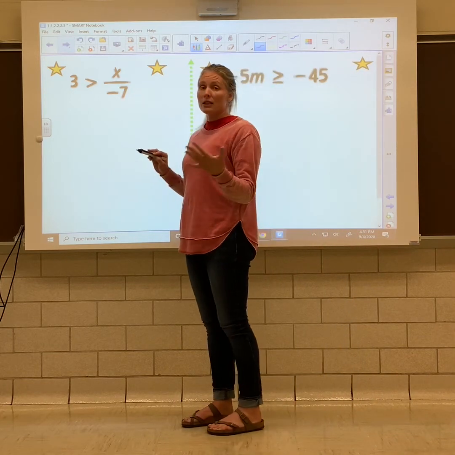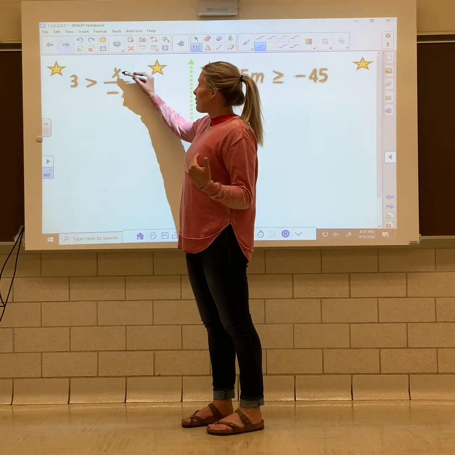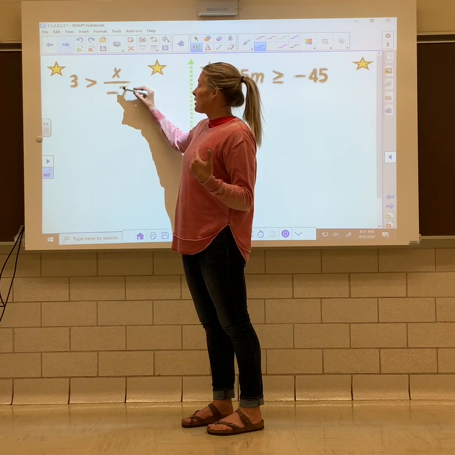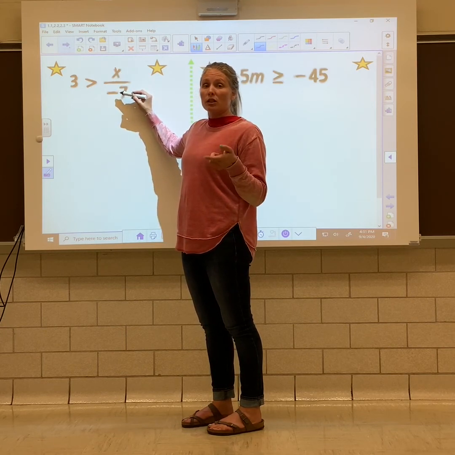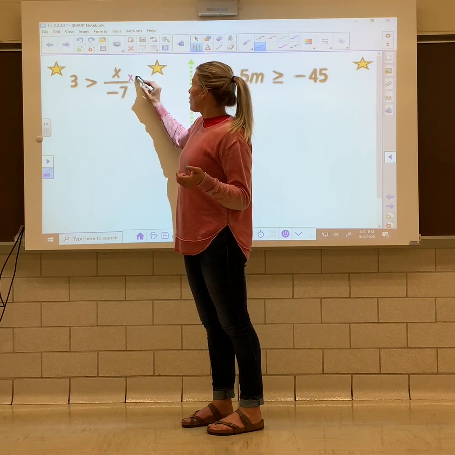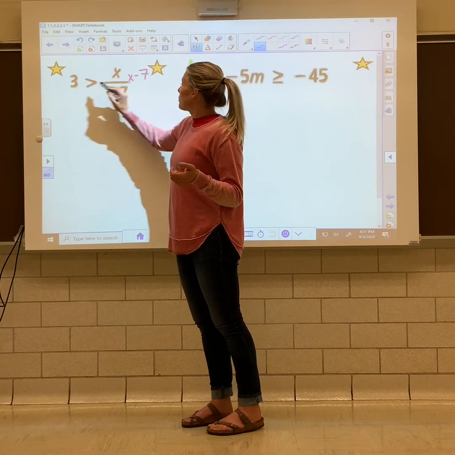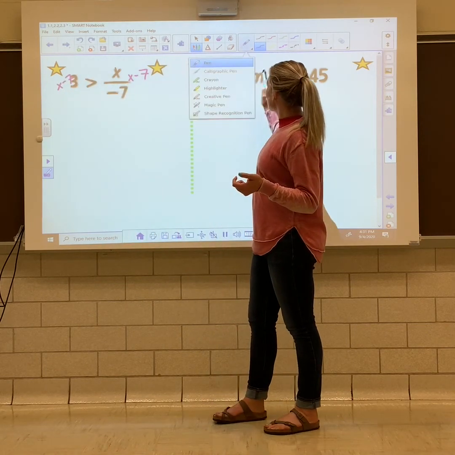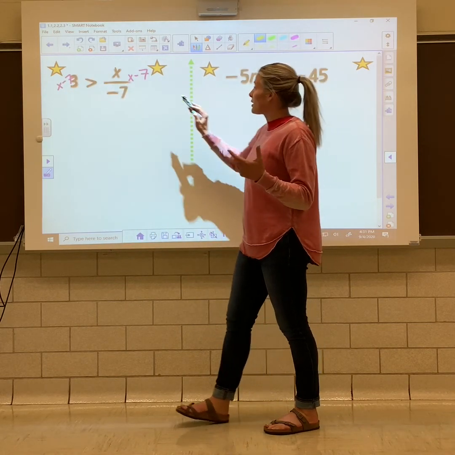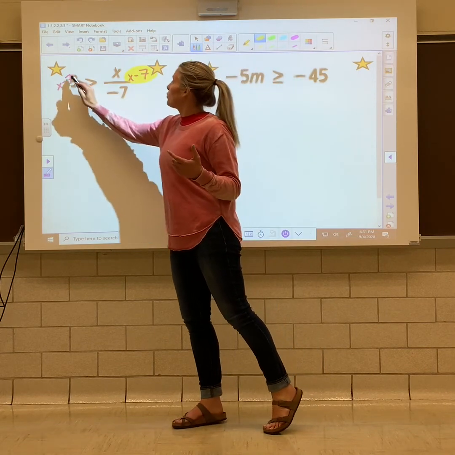So same idea, same principles to start. I'm dividing by negative 7. Since x is being divided, I need to do the inverse operation and multiply. So I multiply both sides by negative 7. This negative 7 is what is going to cause the inequality to flip.